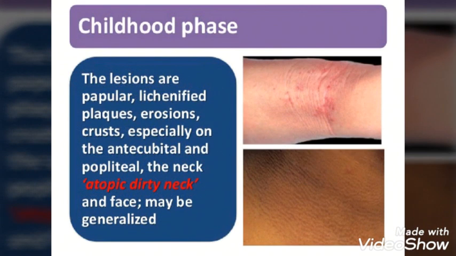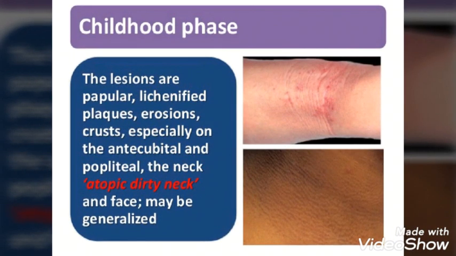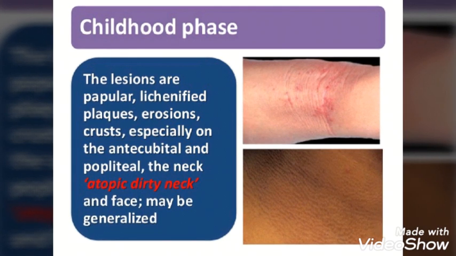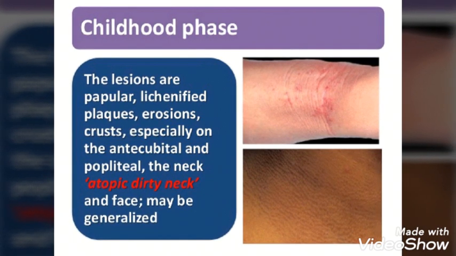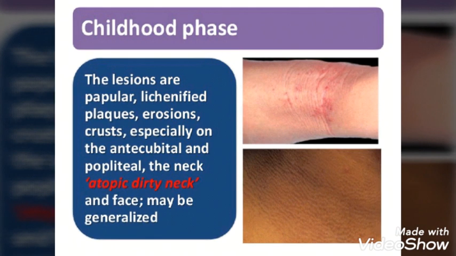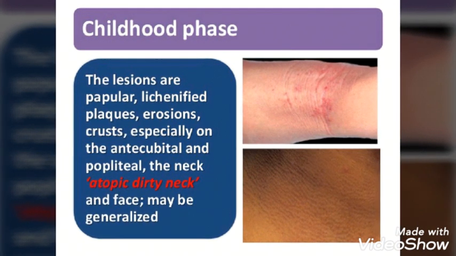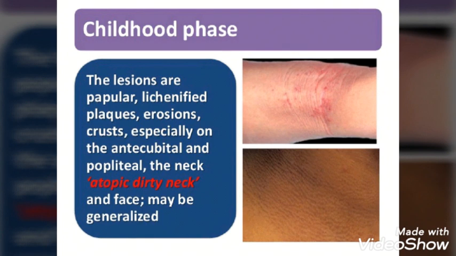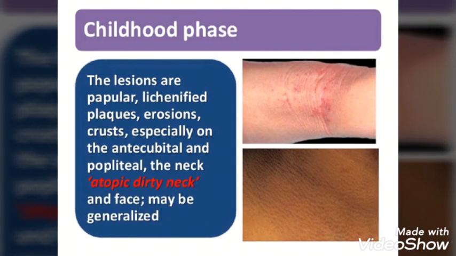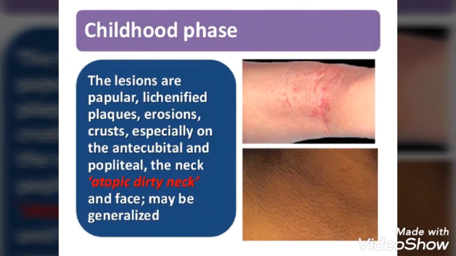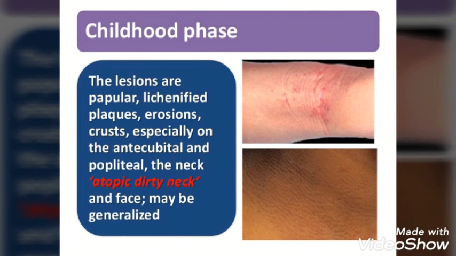Then come to the children. In the childhood phase, the lesions are papular, then lichenified plaques, erosions, crusts, especially on the antecubital and popliteal areas. The neck, the atopic dirty neck, and face may be involved, and it may be generalized. So this is what you're going to see in the childhood phase.